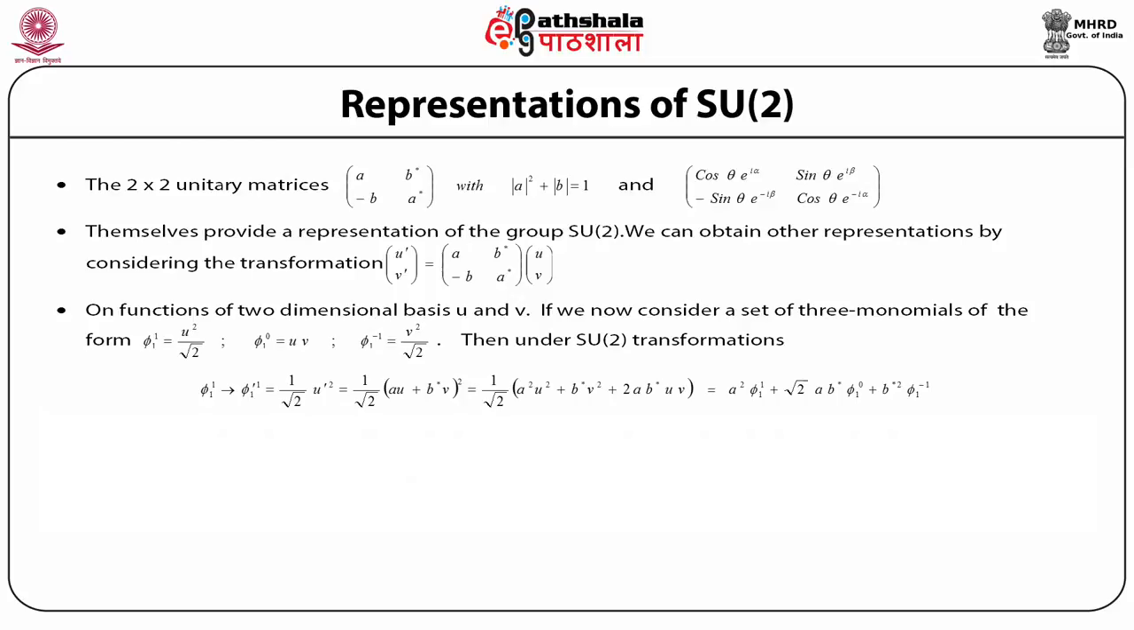So expressed in terms of the monomials phi 1 1, phi 1 0, phi 1 minus 1, we can write that phi 1 1 goes to phi 1 1 prime, which is equal to a square phi 1 1 plus root 2 a b star phi 1 0 plus b star square phi 1 minus 1.